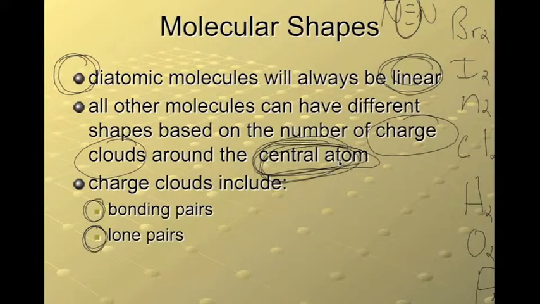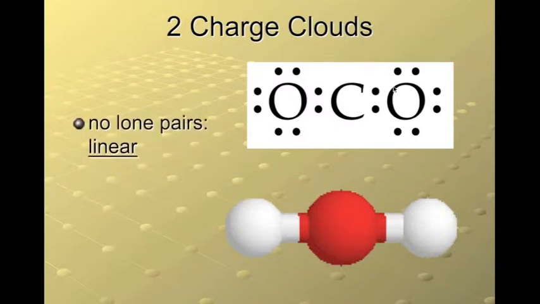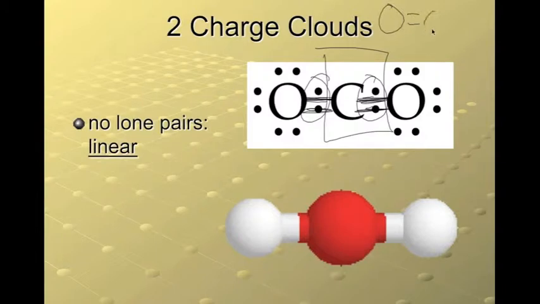That's a key point. Now, if we have 2 charged clouds and no lone pairs, we're going to have a linear shape. Looking at carbon dioxide, we have to identify the central atom, which is carbon, and we have 2 charged clouds. These are bonded together, so we would not see dots. When we draw it, it would look like this. So there are no lone pairs around carbon, so it's going to have a linear shape.